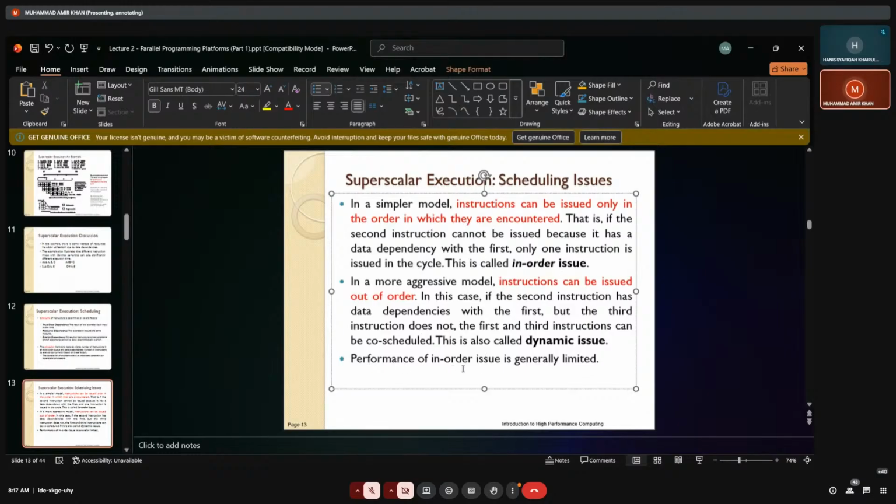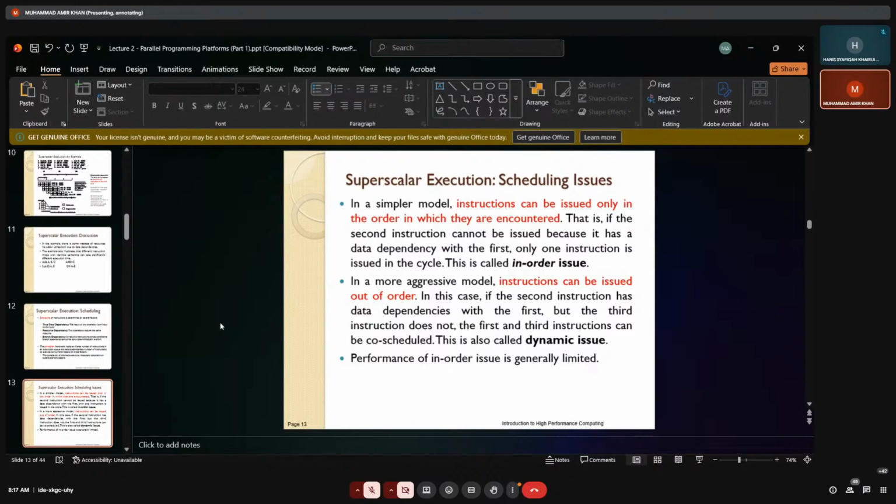So the performance of in-order issue is generally limited. Definitely in order, we have to wait. And with dynamic issue, definitely we can go for the next instruction. We can't wait. Very easy concept, just theory. In-order issue and out-of-order issue. In order, we have to wait. Out of order, we can't wait. We will issue the next instruction in the next cycle.